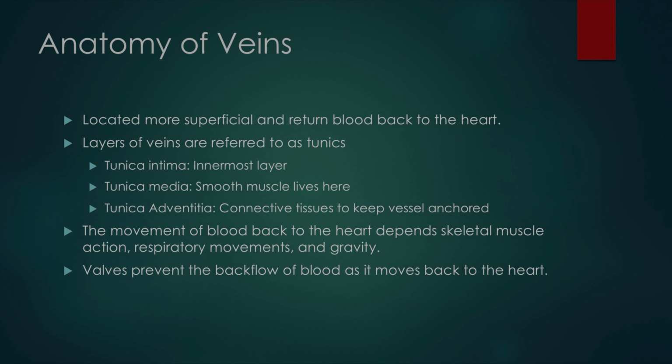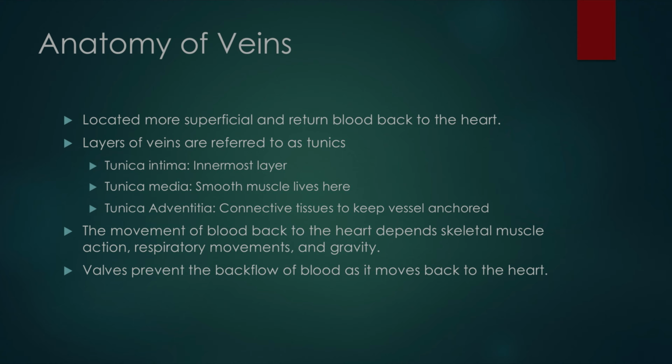Veins are typically more superficial vessels that return blood back to the heart. The walls of veins are made up of 3 layers referred to as tunics. The tunica intima is the innermost layer and consists of a single layer of epithelial cells, allowing blood to flow with minimal resistance. The tunica media contains smooth muscle, which is innervated by the autonomic nervous system.